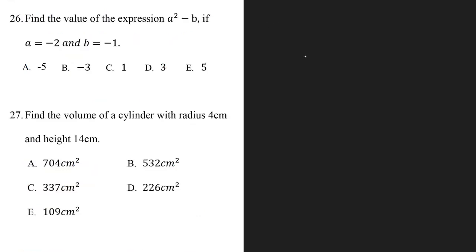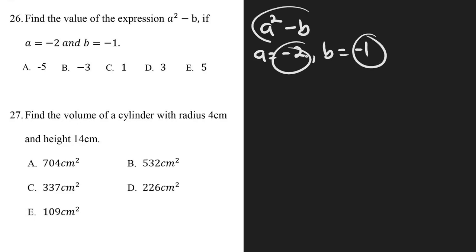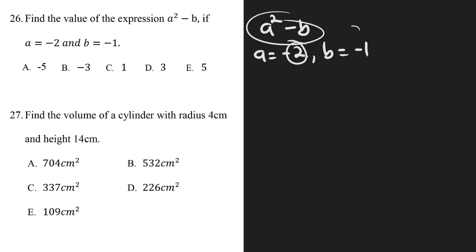Alright, question 26 says, find the value of the expression a raised to power 2 minus b if a is equal to minus 2 and b is equal to minus 1. So this is a very simple question. What you need to do here is substitute all these values for a and for b in this equation. So wherever you see a, you're going to put minus 2, and wherever you see b, you're going to put minus 1. So let's give it a try.